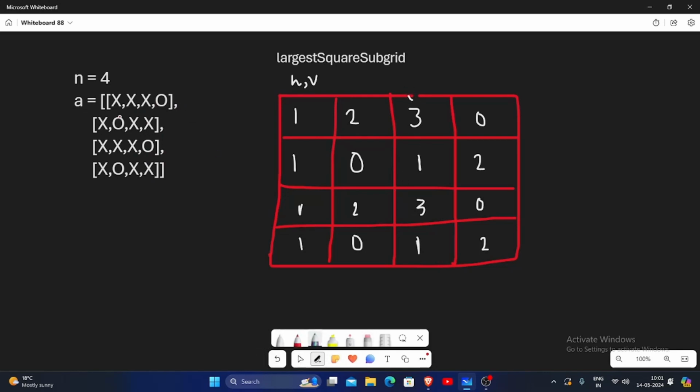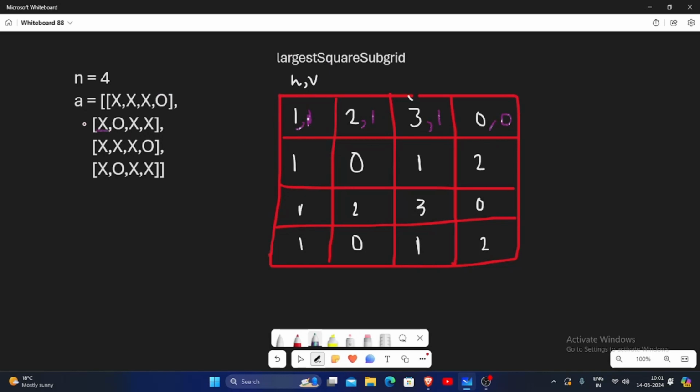Let me take a different color. Vertically, if I am at this row, I know the answer is 1. Again, if I am at this, I know the answer is 1. Again, it would be 1 because we have X and previously we don't have any row, so it cannot be accumulating over it. Now we have 0. This will be 0 only.